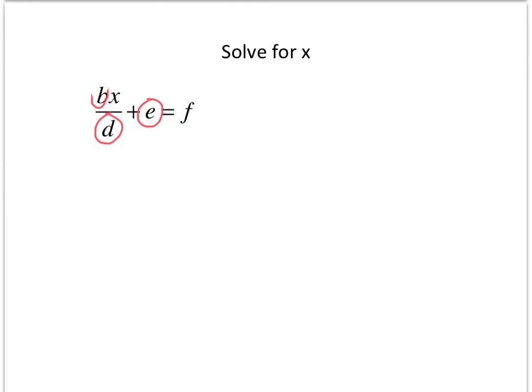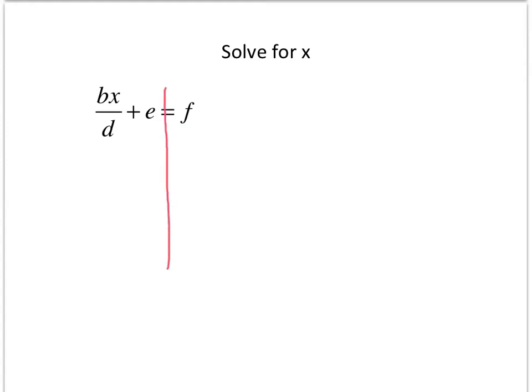So again, I'm going to talk about the operations that are occurring. I can see that the b is being multiplied by x. I can see that d is dividing x, and I can see that e is then being added to this whole fraction. So by the inverse order of operations, the first thing I should deal with is the addition. We've talked about this quite a bit, how I need to solve in the opposite order of operations.